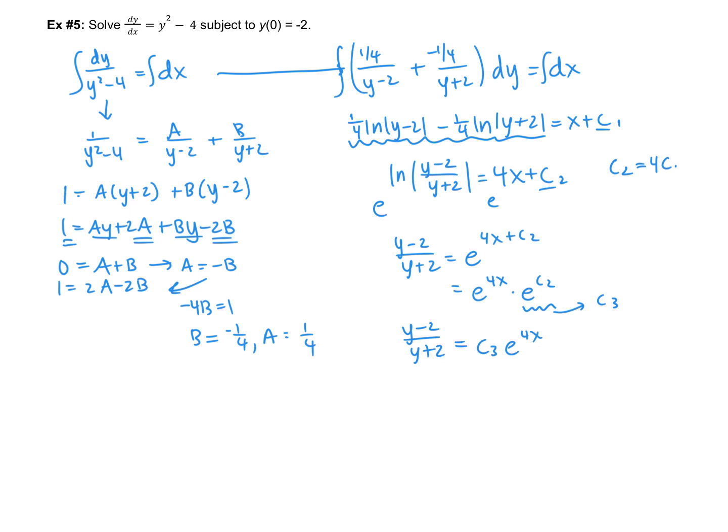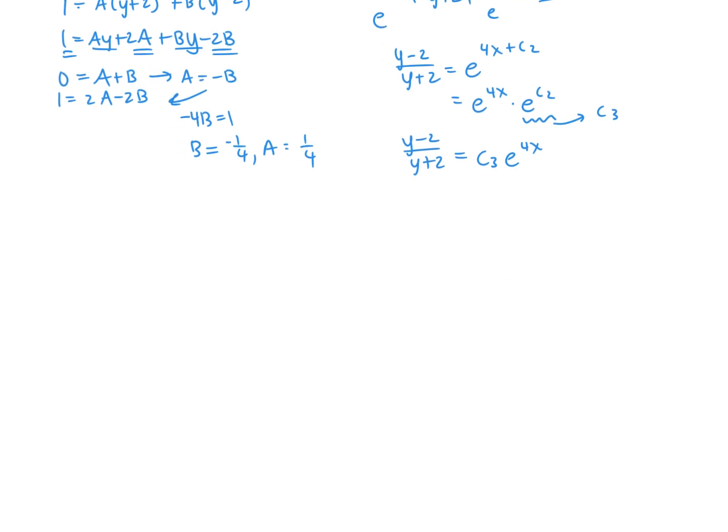Okay, so we have two options here. Option 1 is we can solve for c. That's what we did in example 3, I think it was. Or we can solve for y, get y alone, because we definitely can do that. So that's what I'm going to do: I'm going to next look for my explicit solution. So I'm going to solve for y before I solve for c. So I end up with y subtract 2 is equal to y add 2 c3 e to the 4x.